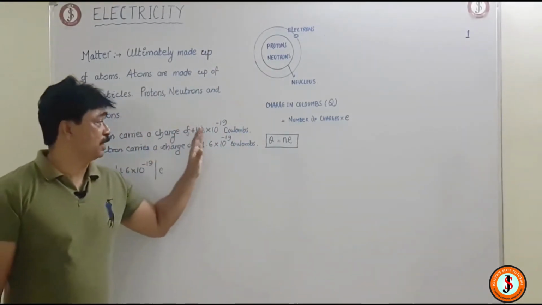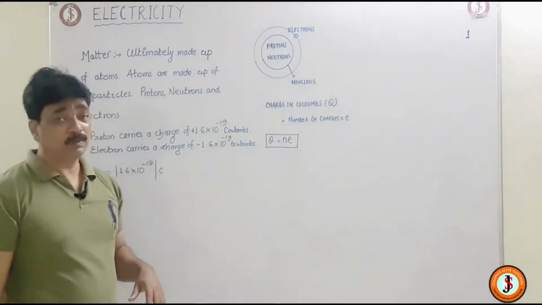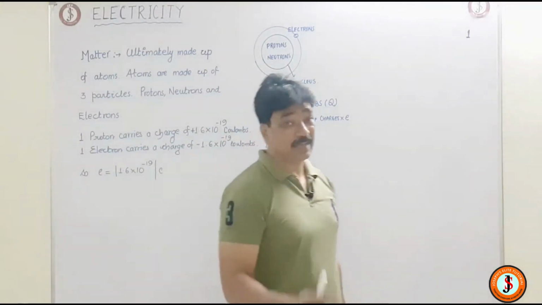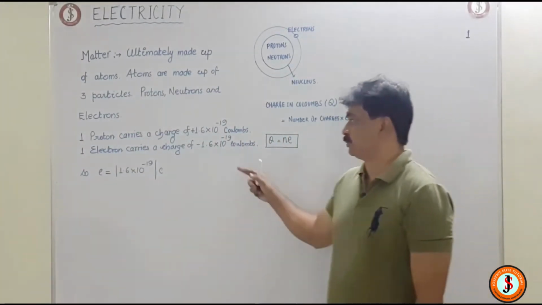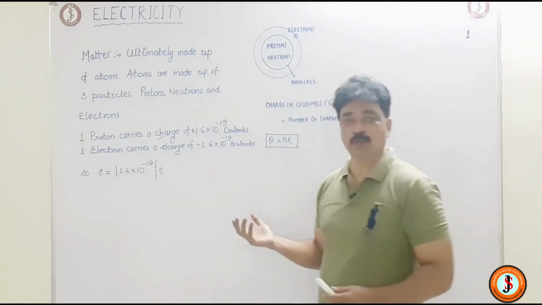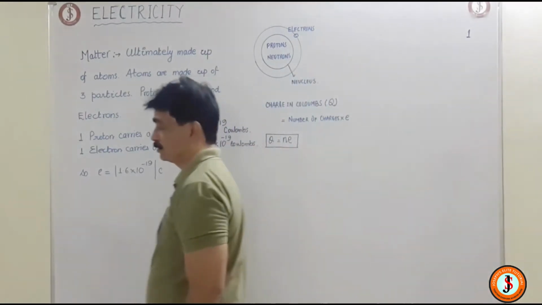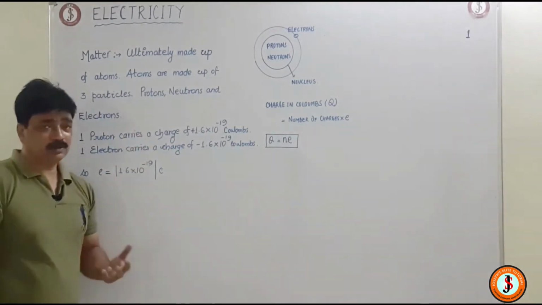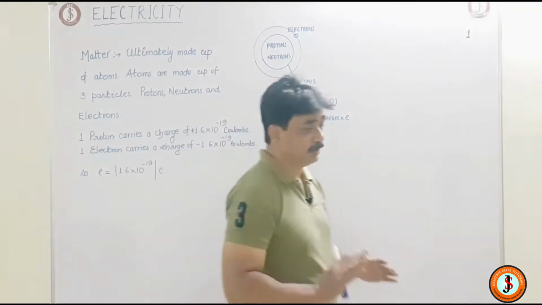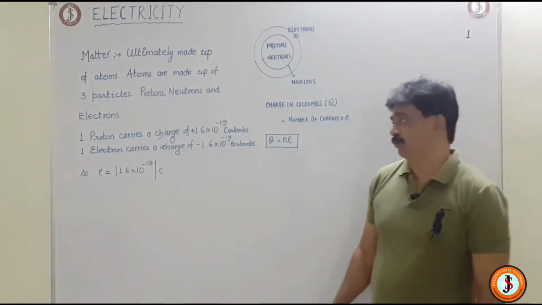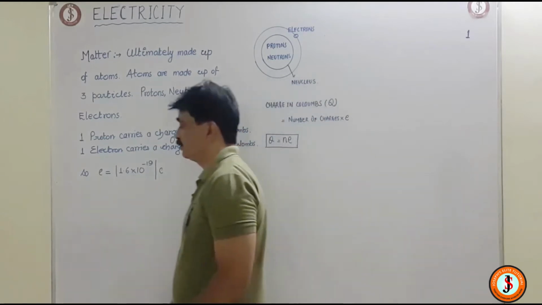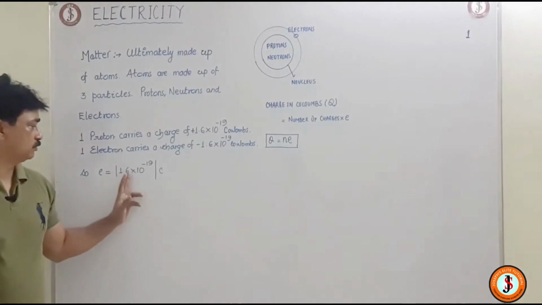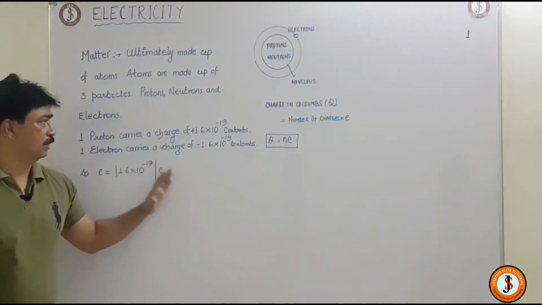Each proton carries a charge of 1.6 into 10 to the power minus 19 coulombs. Later on, I will denote the unit of charge, coulomb, as capital C. So you remember that the unit of charge is coulombs, denoted by capital C for our further references. Now, the protons and electrons have the same magnitude of charge, but they are opposite in nature. Therefore, for protons we put a plus sign and for electrons we put a minus sign, and the magnitude is 1.6 into 10 to the power minus 19 coulombs.